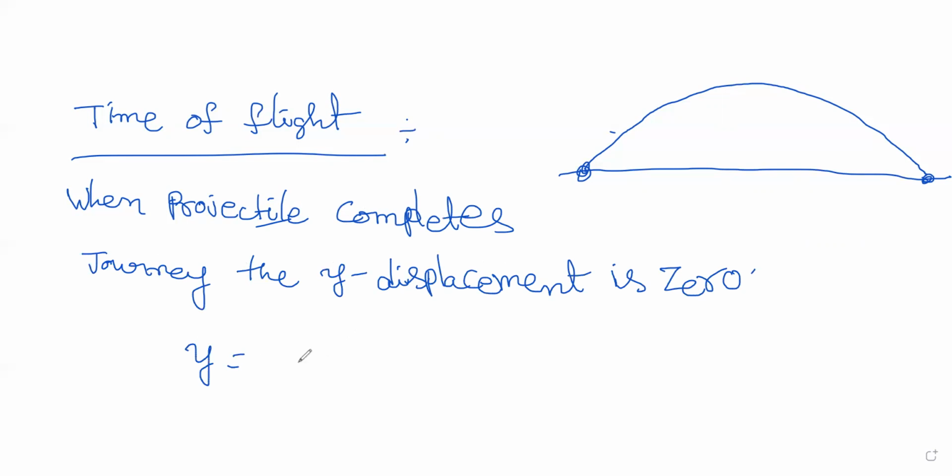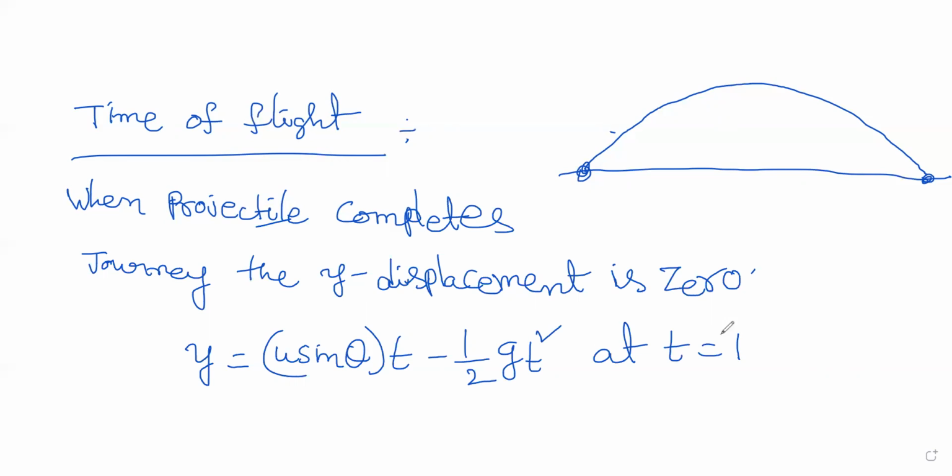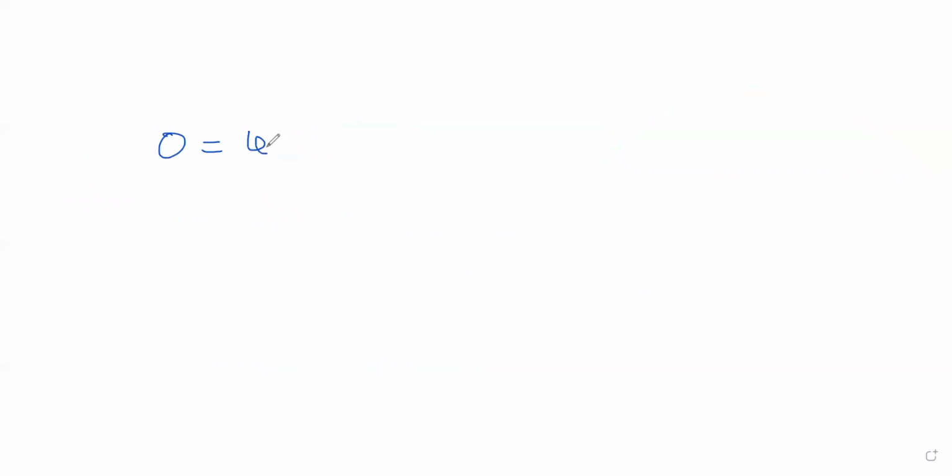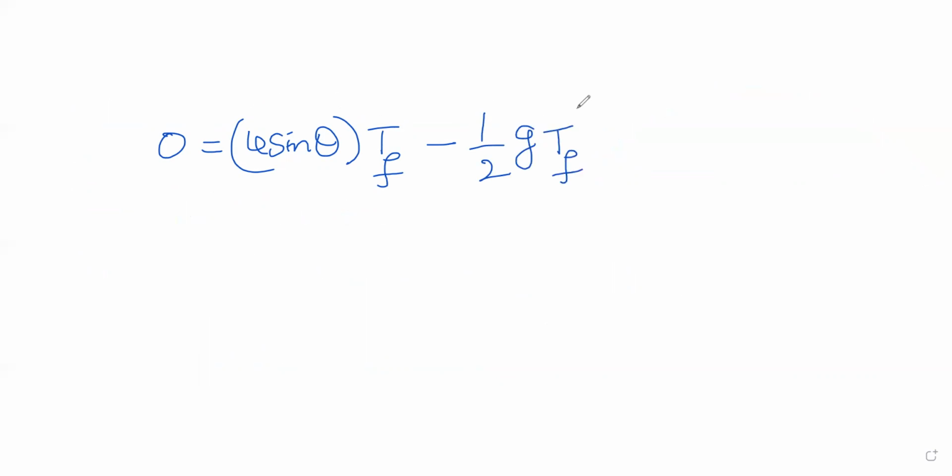And then y is equal to u sine theta t minus half gt square. This is what you have. At t is equal to, sorry, time of flight tf, y is equal to 0. So when you plug in these conditions, you get the time of flight. So it is 0 is equal to u sine theta times tf minus half g tf square. That's what you have. And now from this, the time of flight tf you can calculate as 2u sine theta by g. Fine.